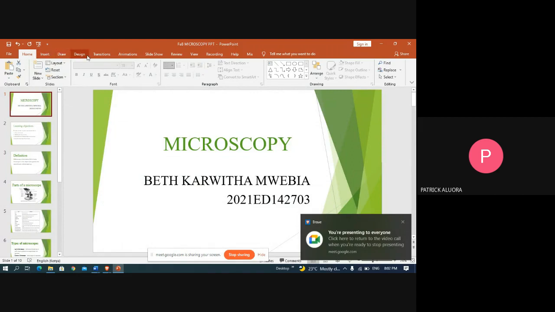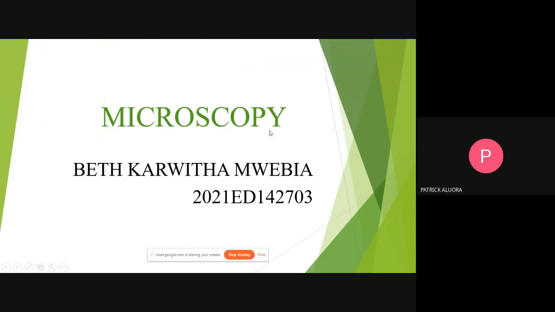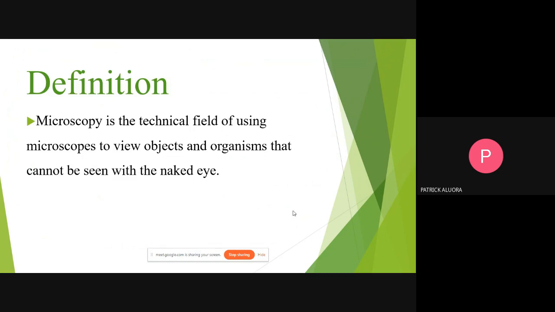So today we're learning about microscopy. This is part of our unit on general microbiology. Before I ask a question, you can look at the main objectives. We are expected to define what a microscope is. You should also be able to identify different parts of a microscope, explain the functions of each of these parts, and describe the various types of microscopes. I will start by asking someone, what is microscopy?